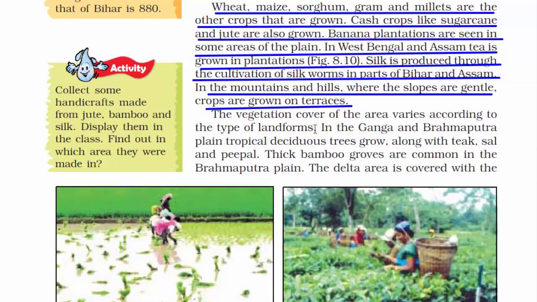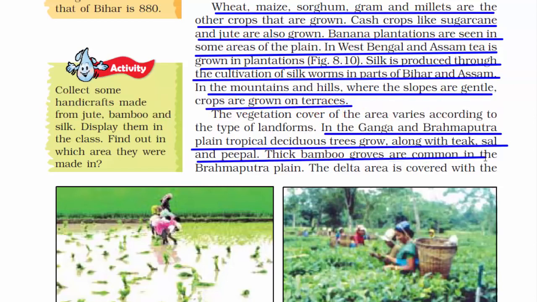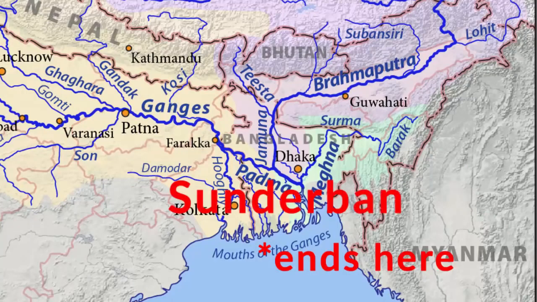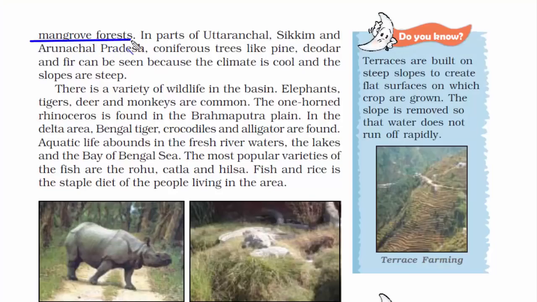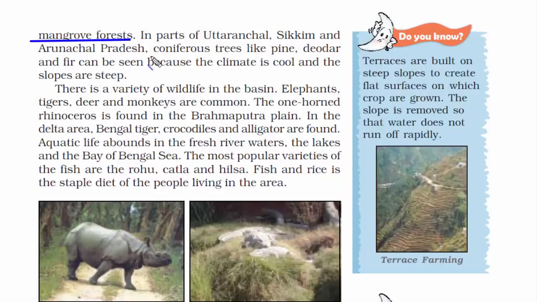In Ganga and Brahmaputra plain, the kind of trees that grow are tropical deciduous, which means the trees that shed their leaves annually. Teak, sal, peepal and thick bamboo trees are found. When we go towards their draining point, there you will find mangrove forest. They look something like this. So we have covered the plain, their draining point. What's left? Their origination point.